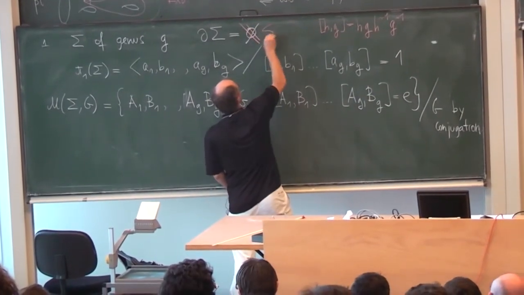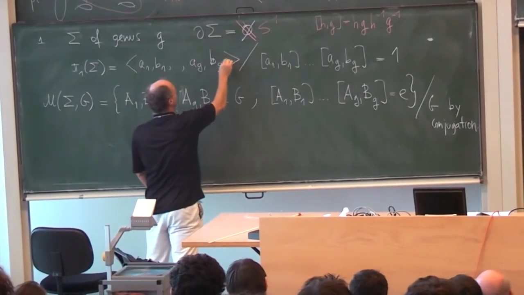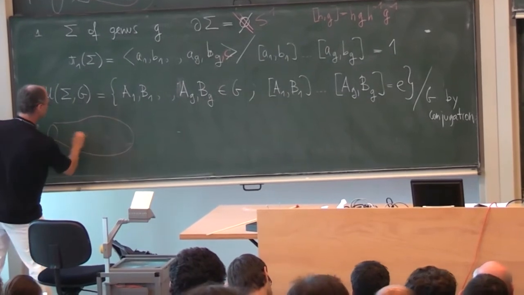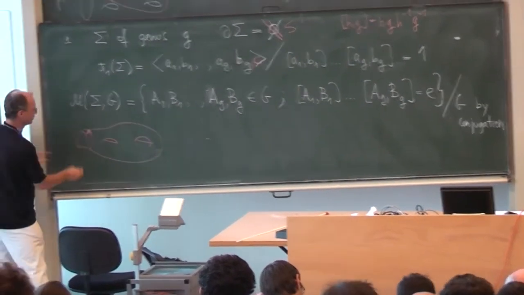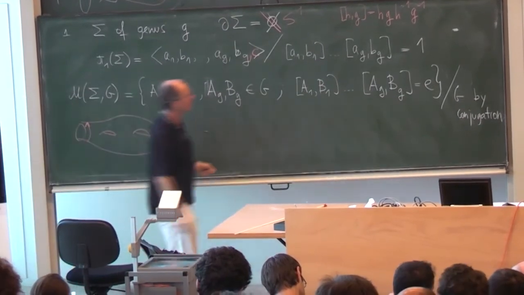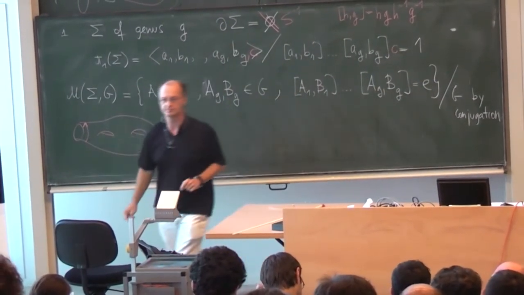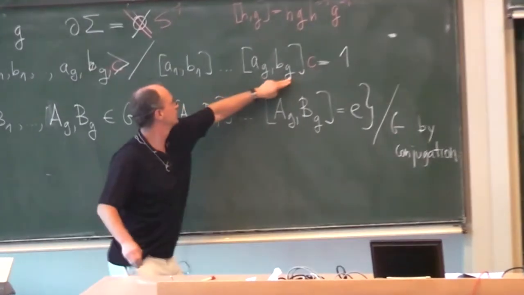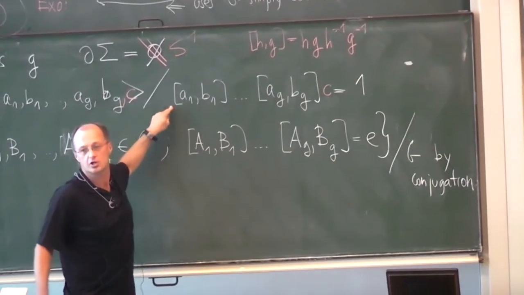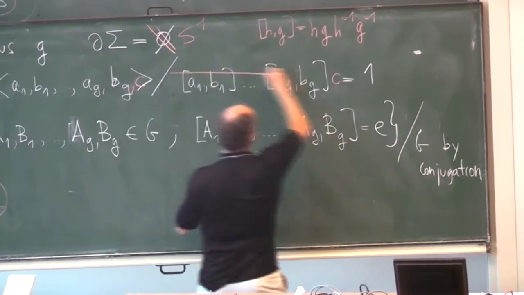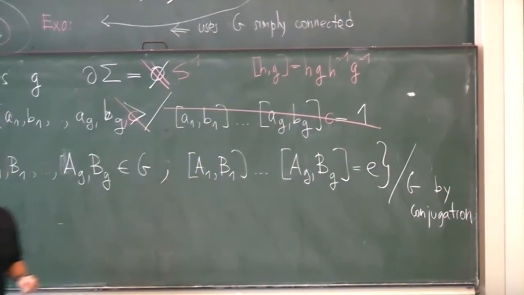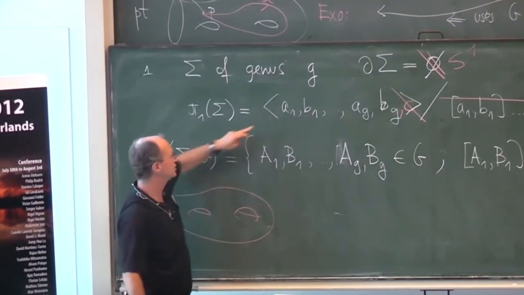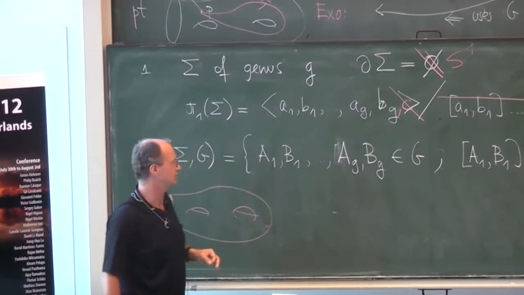So here I replace it by S1. So then you add one more generator. That's the generator which corresponds to this circle which goes around the boundary. And now you also add it in the relation. Now, of course, this means that you can express this generator in terms of those commutators. So you can forget the relation and forget the extra generator. So the fundamental group for this surface with one boundary component is just a free group with 2G generators.